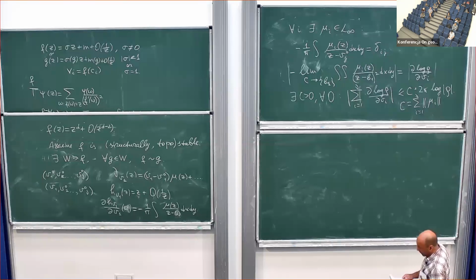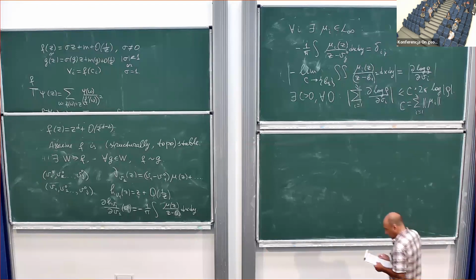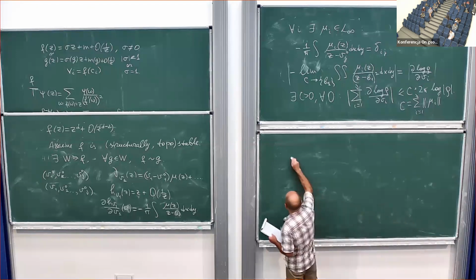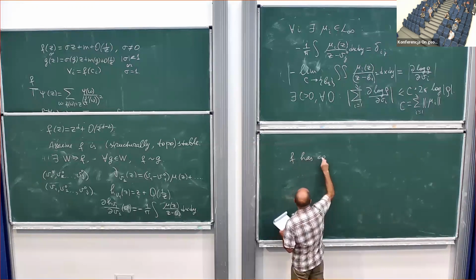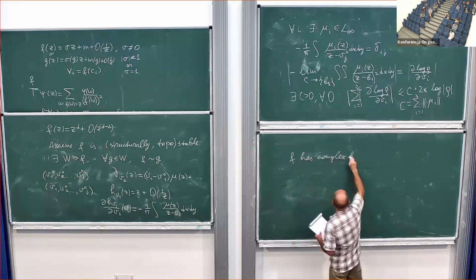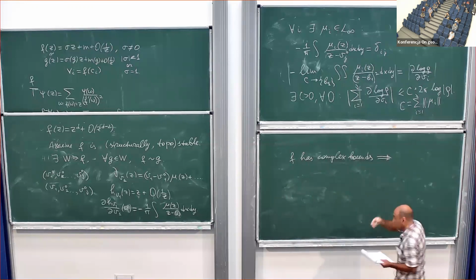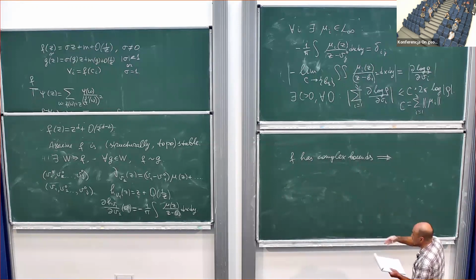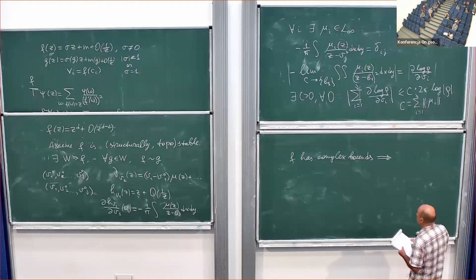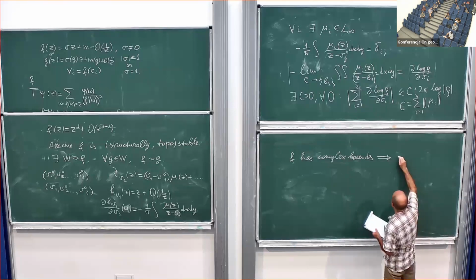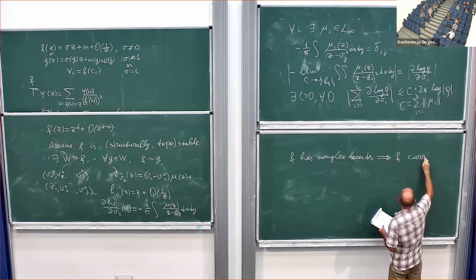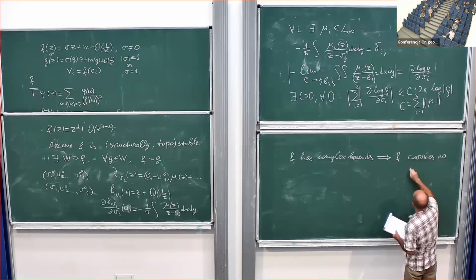Now there is a kind of meta-statement that says that once f has complex bounds, whatever it means, at an infinite sequence of levels, then there is no invariant line field.